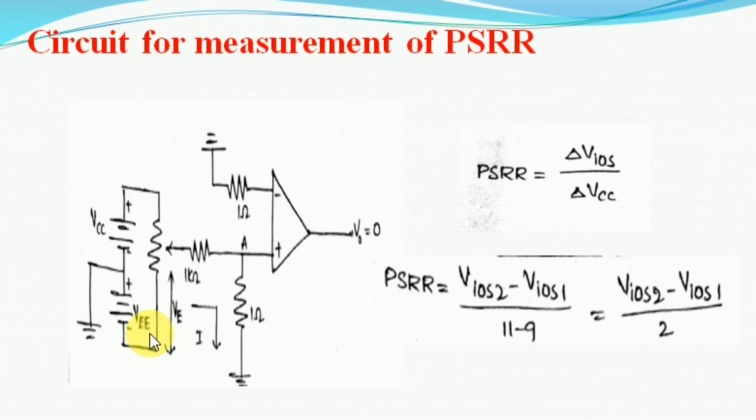So this is the concept used, and we have now seen the measurement of op-amp parameters, that is PSRR, input offset voltage, input offset current, CMRR and output offset voltage.